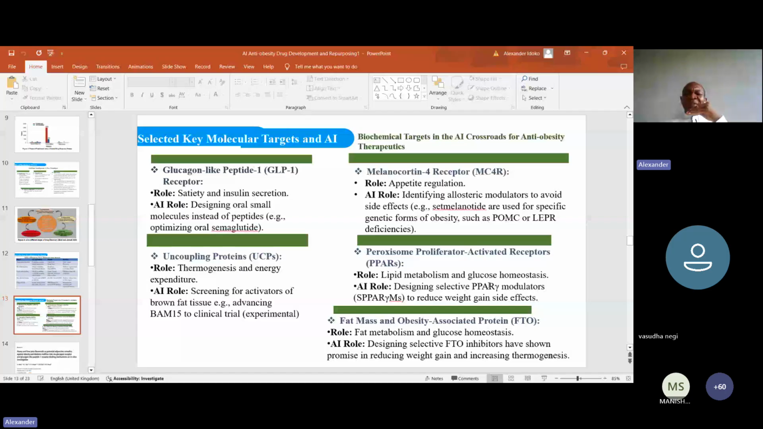Then the second one I shall be talking on is the fat mass and obesity associated protein. It is known to be associated with fat metabolism and glucose homeostasis. And the role is to design selective inhibitors to this protein that has the ability to reduce weight gain and increase thermogenesis. So this is just one of the work we have done on the glucagon-like peptide 1 receptor.